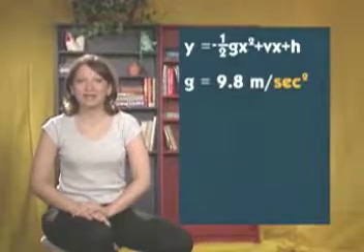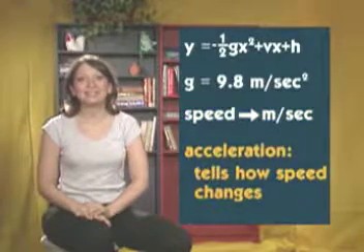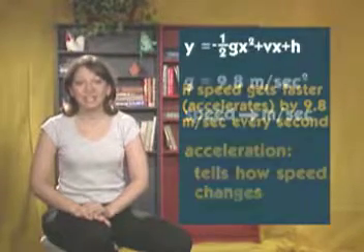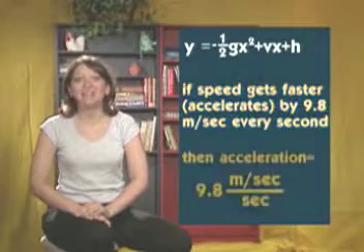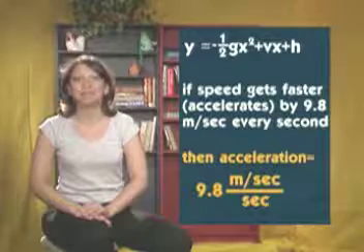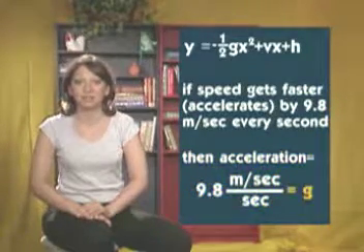The squared part happens this way. Speed is measured in meters per second. Acceleration tells how speed changes. If speed gets faster by 9.8 meters per second every second, then you get 9.8 meters per second per second. This constant will be the same in every equation like this for Earth's gravity.